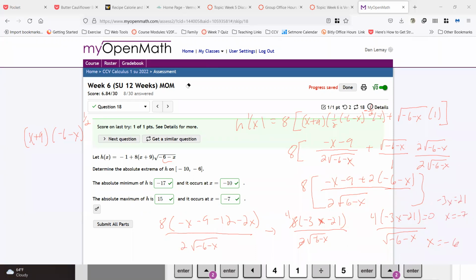So I'm using an eraser here. Let's get rid of that. Well, I've got a test.